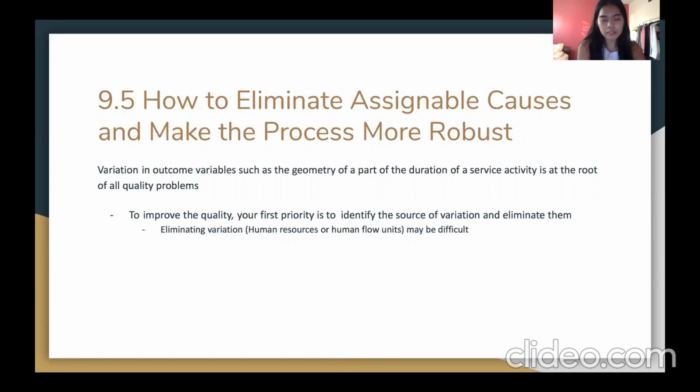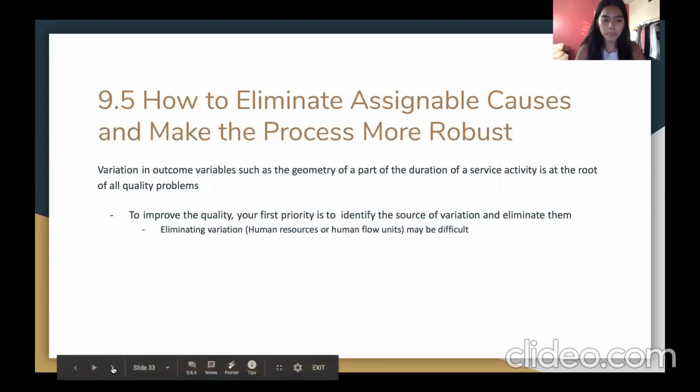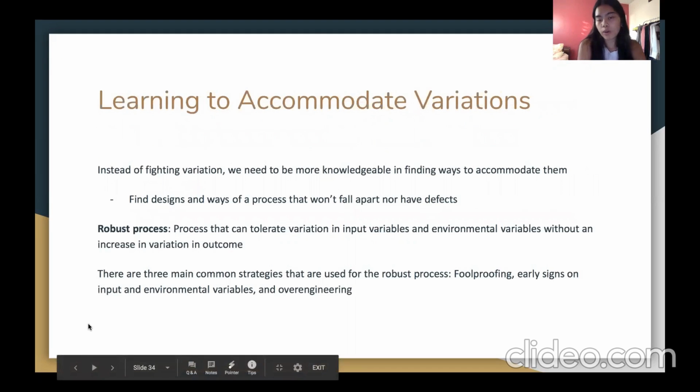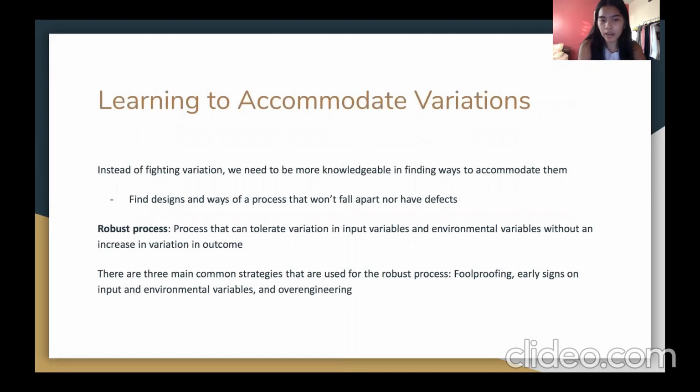Eliminating variation such as human resources or human flow units can be difficult. So why don't we just learn to accommodate variations? Instead of fighting variations, why don't we just be more knowledgeable in finding ways to accommodate them? Find designs and ways of a process that won't fall apart nor have any defects.